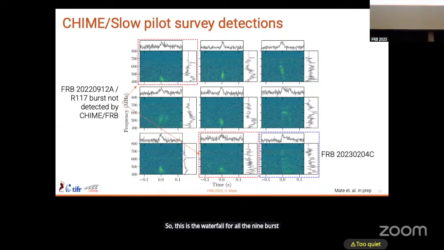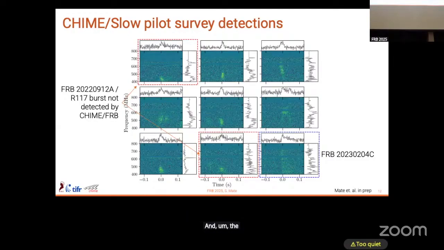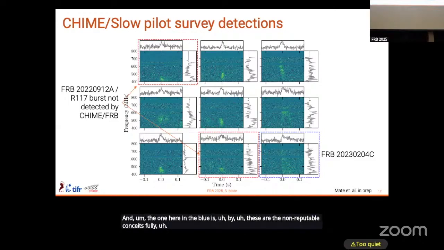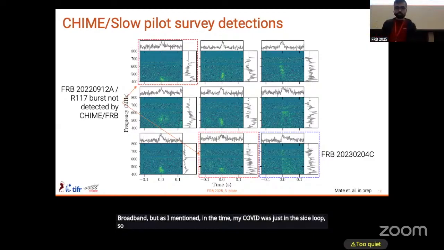The ones in red are the R117 bursts which were not detected by CHIME FRB, and the one here in blue is the non-repeater. You can see it's fully broadband, but as I mentioned, in CHIME FRB it was just in the side lobe, so it was lost.